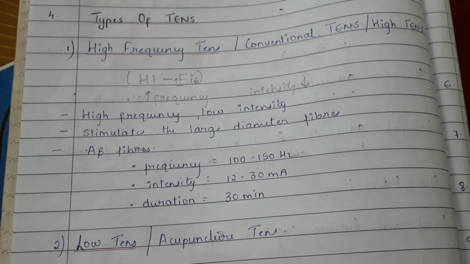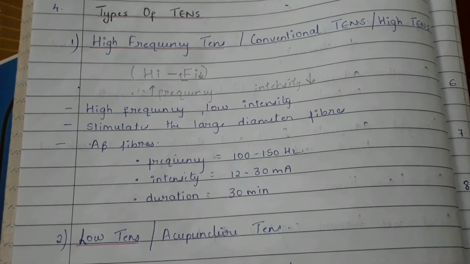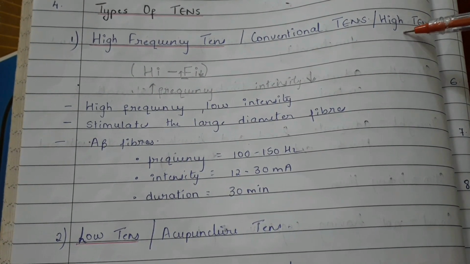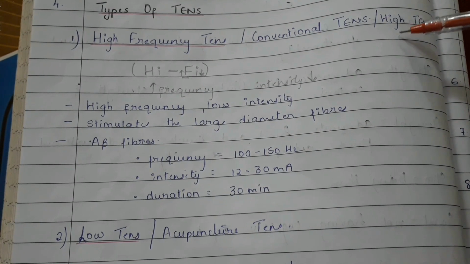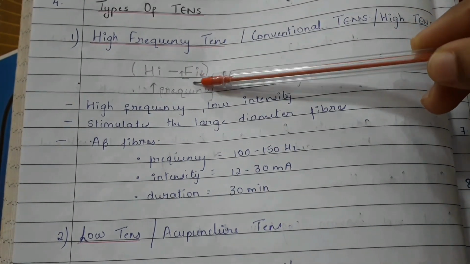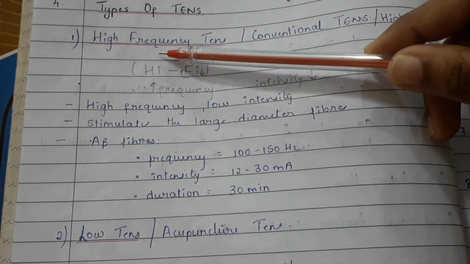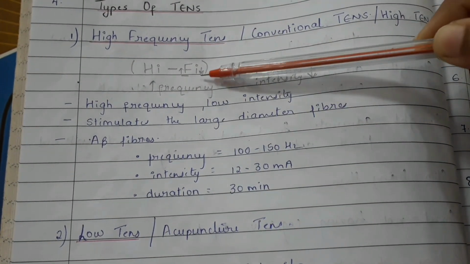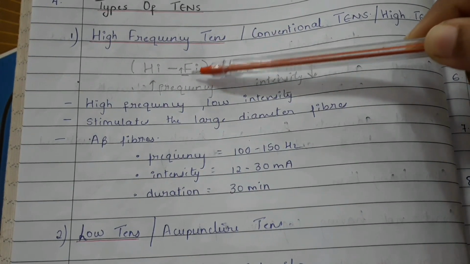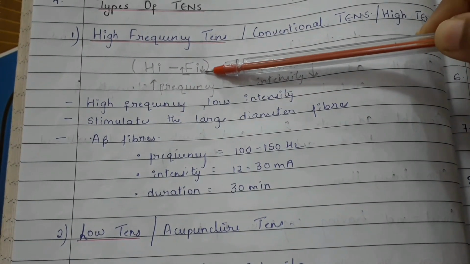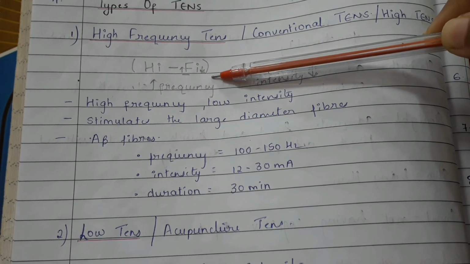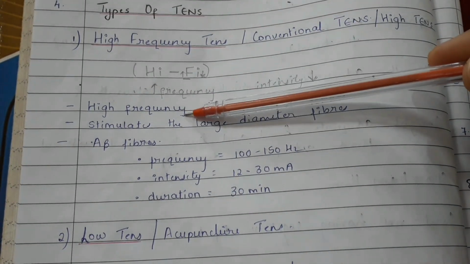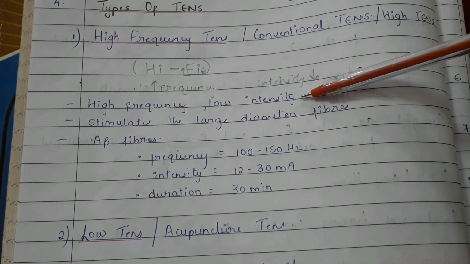Different types of TENS include: the first one is high frequency TENS, also called high TENS or conventional TENS. You can remember this as hi-fi. HI for high frequency TENS, so frequency is increased, and I for intensity. If frequency is increased, intensity will decrease. So high frequency TENS comprises high frequency and low intensity.